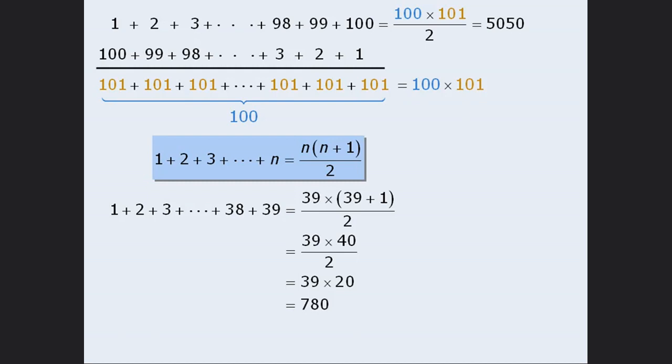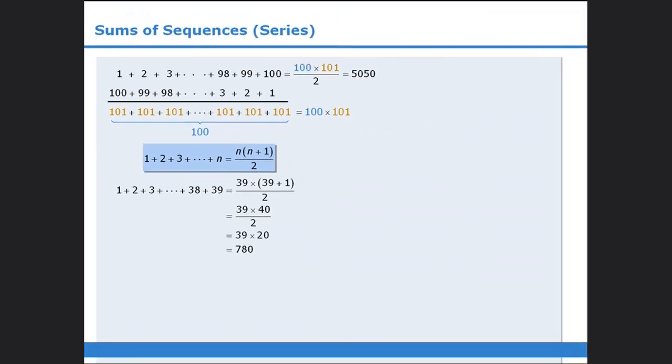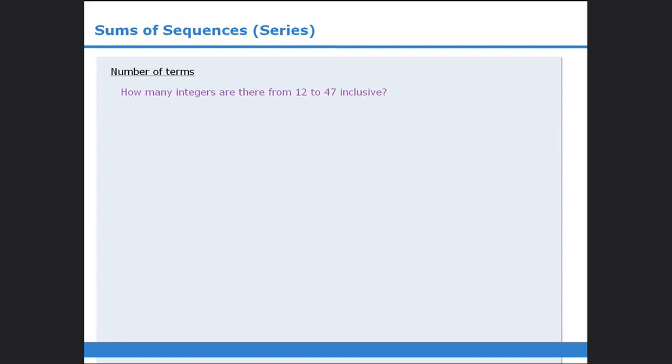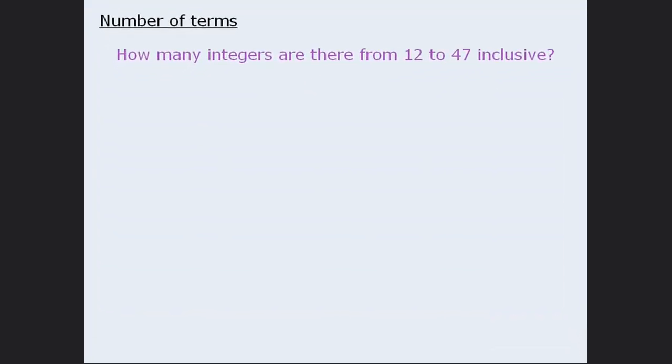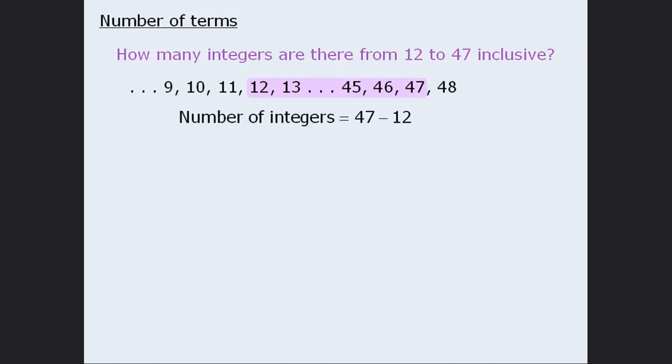This formula and the technique used to derive it will help you solve several questions involving the sums of sequences. Now the second formula we will examine can be derived from the answer to the following question. We want to know how many integers there are from 12 to 47 inclusive. In other words, we want to know how many integers there are from 12 to 47 if we include both 12 and 47. Now a common mistake here is to subtract 12 from 47 to get 35.